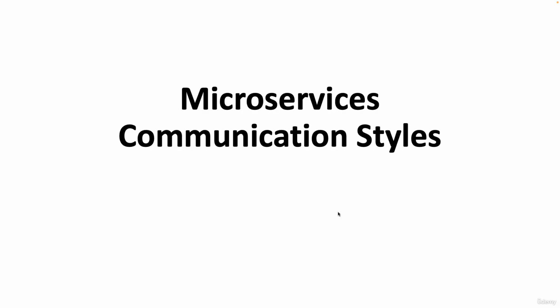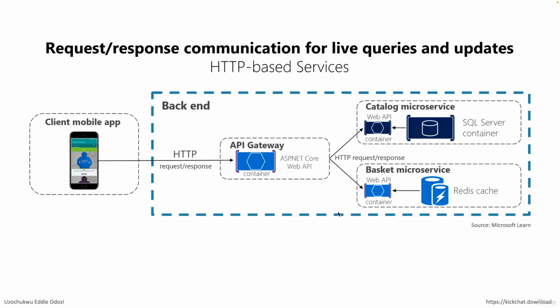Now, we want to just briefly talk about communication styles. What are the communication styles that are used in microservices architecture? The first style is the request-response communication for live queries and updates.